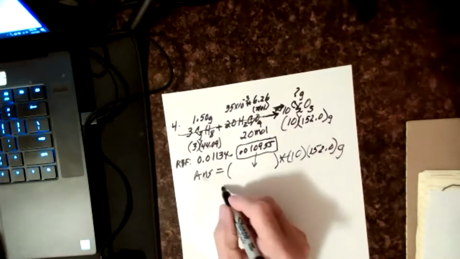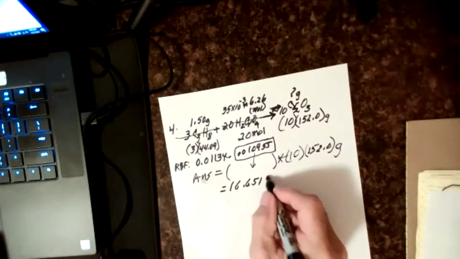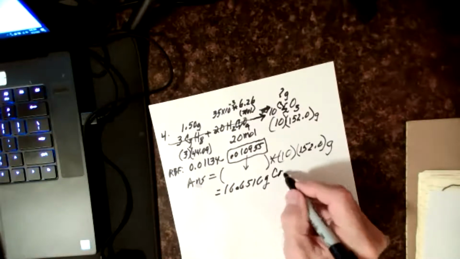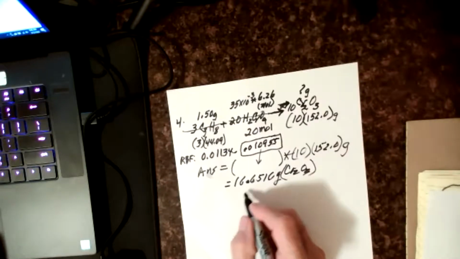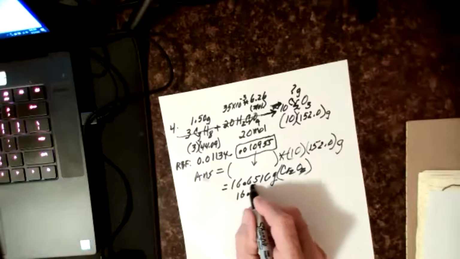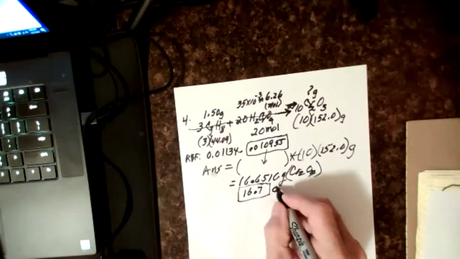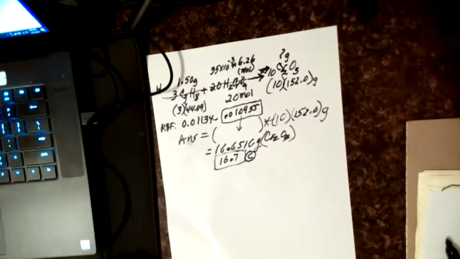And I come out with the answer 16.6516. That'll be grams of my chromium-3 oxide, Cr2O3. The 3 significant figure round off would be 16.7, and that is my final answer. It's response C on the exam. Feel free to ask questions anytime you have them along this problem, okay?